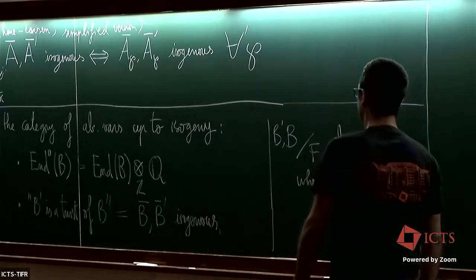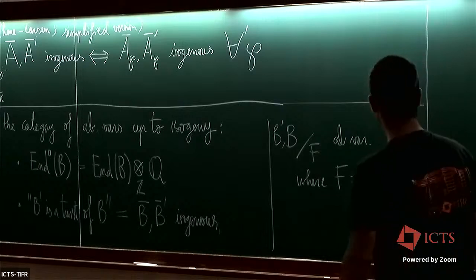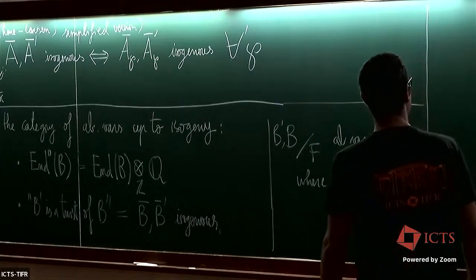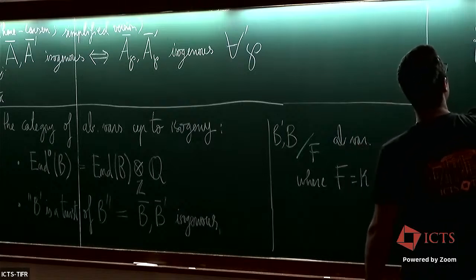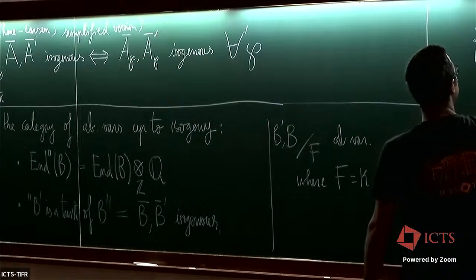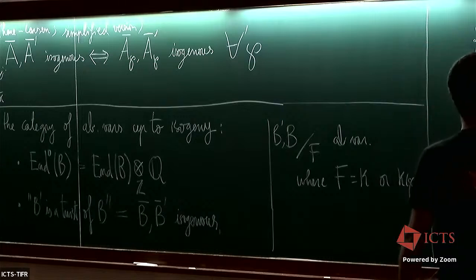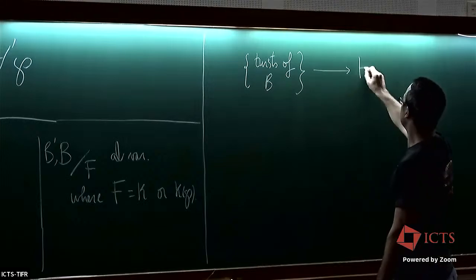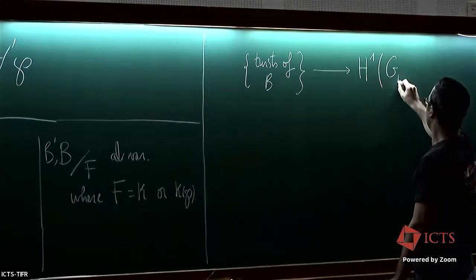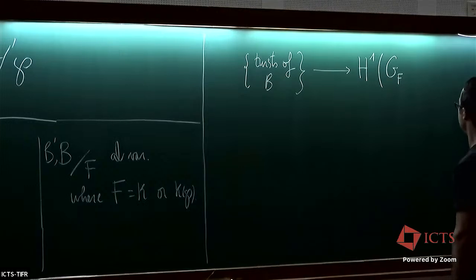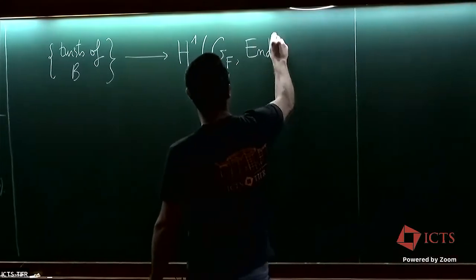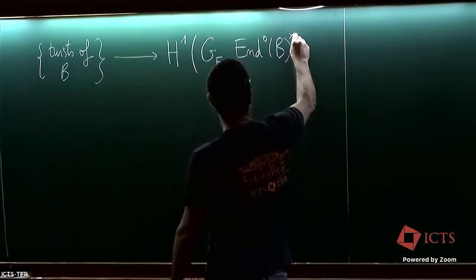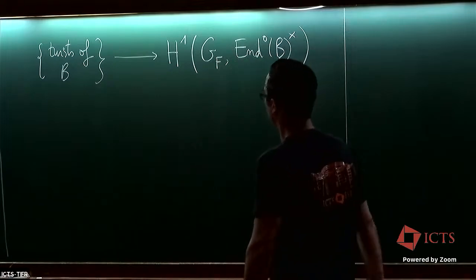And now I need to tell you what I mean by quadratic twist. For this, let me recall that there is the following map. Consider the set of twists of B. Then define a map to H1 of the absolute Galois group of F, acting on the geometric endomorphism algebra of B, or rather on its invertible elements. And what is this map?